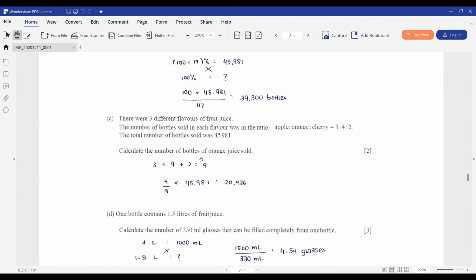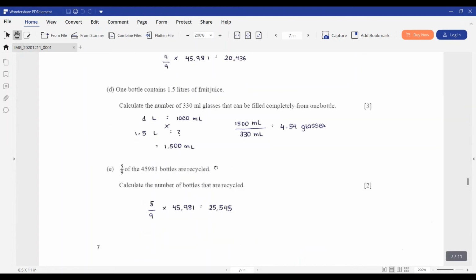So what we're going to do is first add the total of the ratio. Basically, we want to find the total ratio. So 3 plus 4 plus 2 is 9. So we're going to take the orange value, which is 4, over the total size, which is 9. 4 over 9 multiplied by 45,981. Put this in your calculator and you should get 20,436. This is the number of bottles of orange juice that was sold.